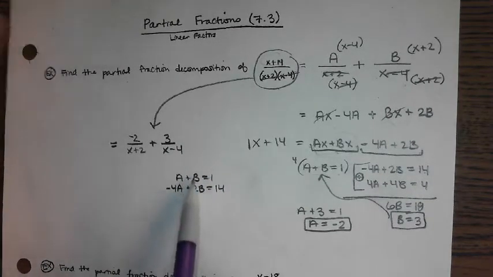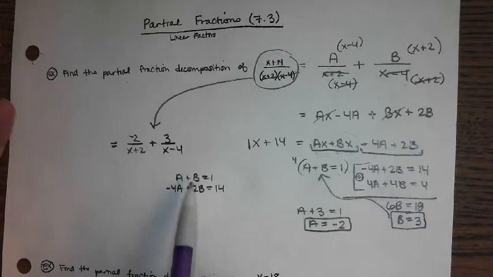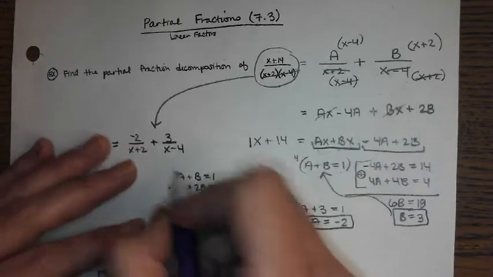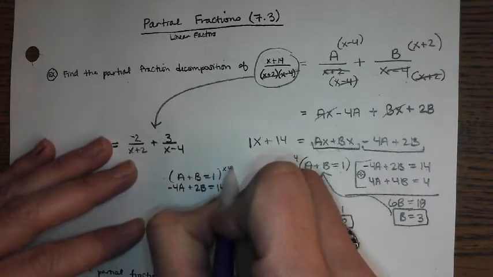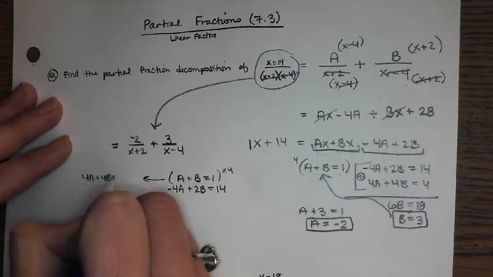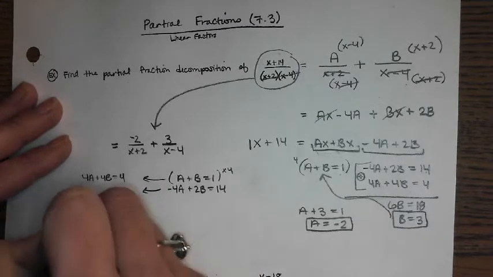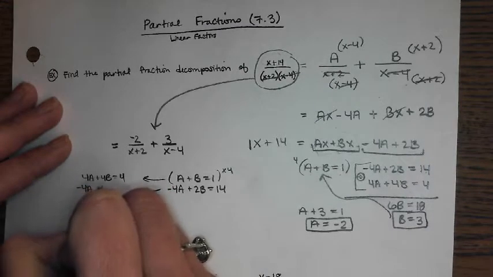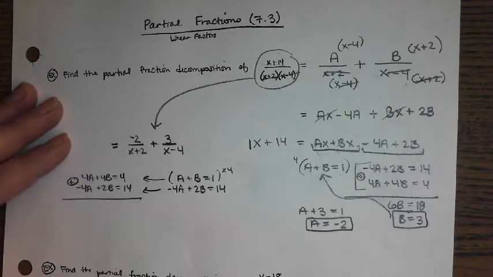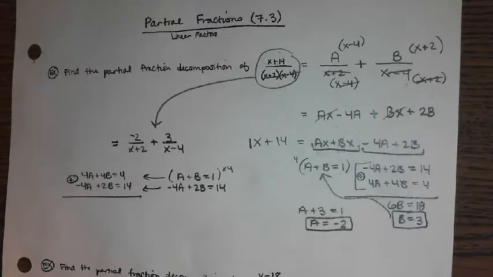I just decided, now someone else could decide to get the b's to have the same coefficient, and they could use a multiplier of 2. I decided to get the a's to have the same coefficient, so I did a multiplier of 4. So that became 4a plus 4b equals 4. This one stayed the same, negative 4a plus 2b equals 14, and then I added them. Any other questions?